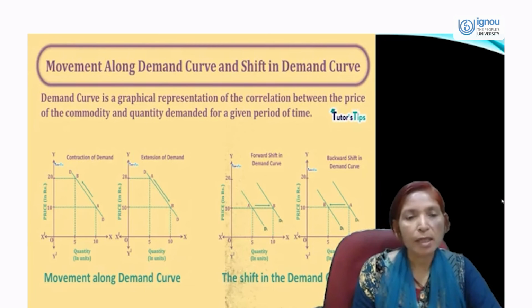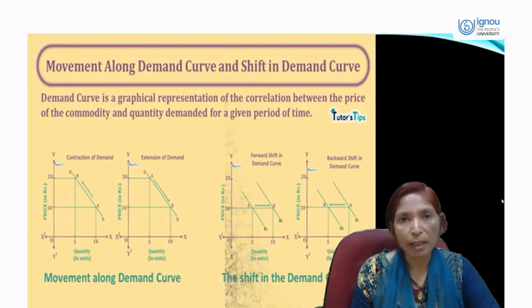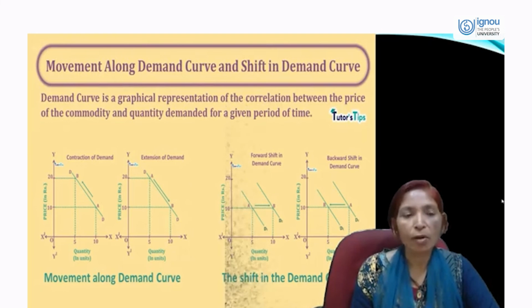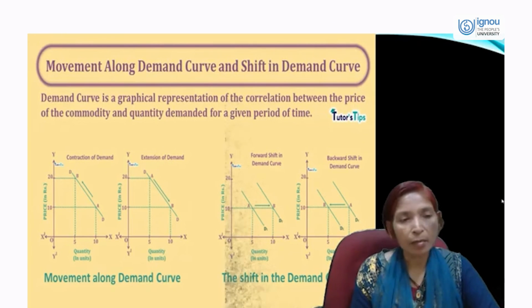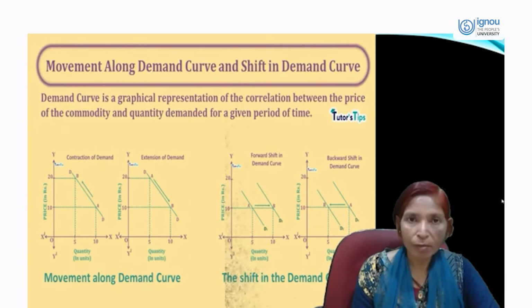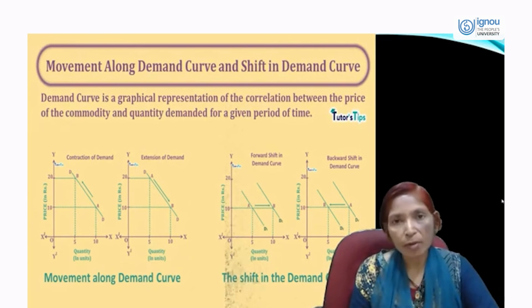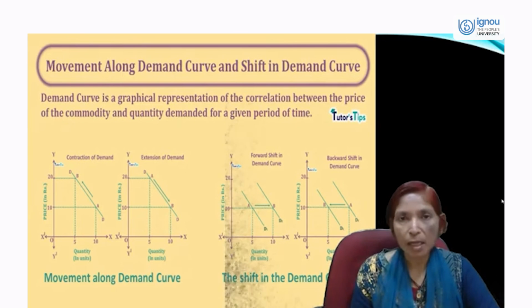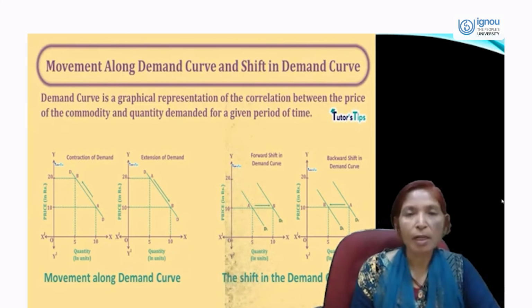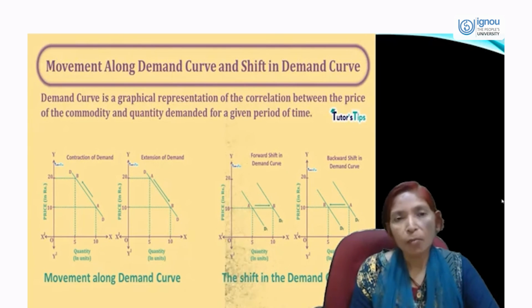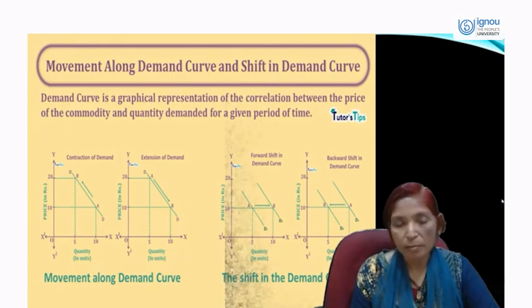Contraction of demand and extension of demand exist due to change in price of the commodity. When price rises, demand falls. That is called contraction of demand. In case of contraction of demand, the diagram will remain the same, but we can show this contraction with an upward movement. And in case of extension of demand, the demand curve will remain the same. If price falls, demand rises, and the movement will be downward.